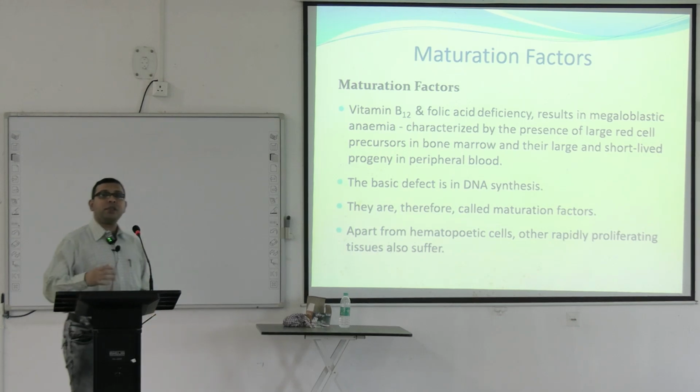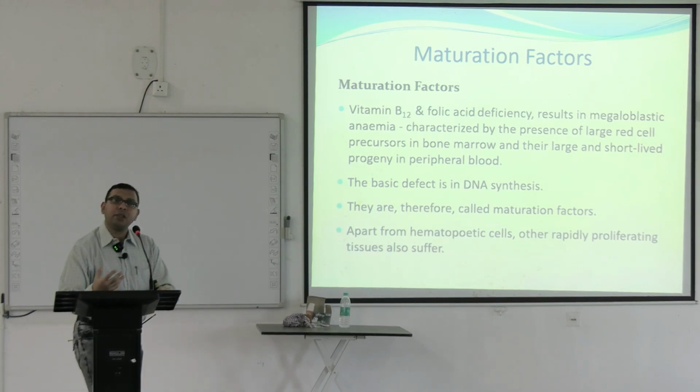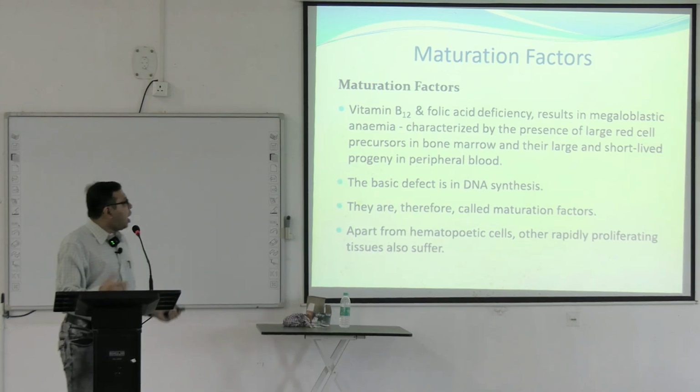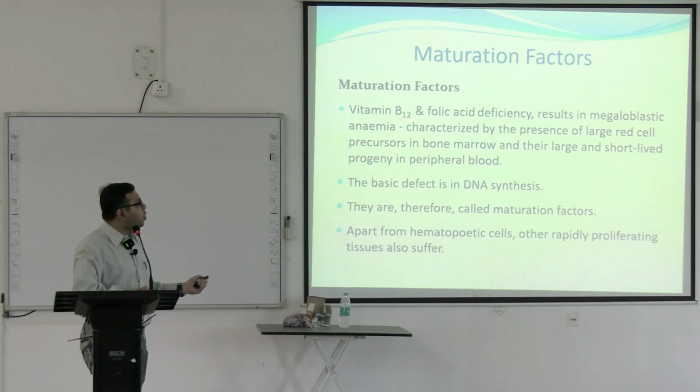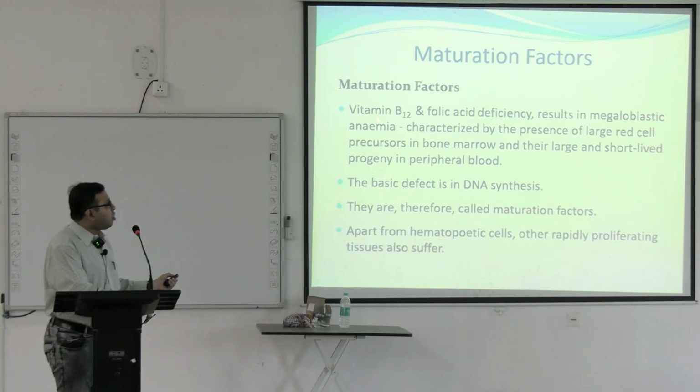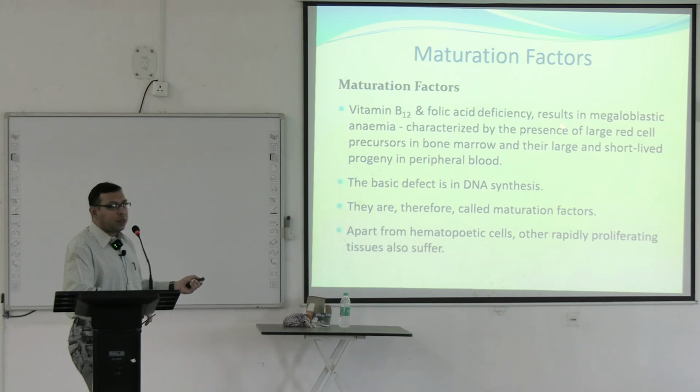Next, coming to the maturation factors. Maturation factors are also hematinics, and they are known as vitamin B12 and folic acid, because vitamin B12 and folic acid deficiency results in megaloblastic anemia. You have read this in physiology also. Megaloblastosis is characterized by the presence of large red cell precursors in the bone marrow, and large and short-lived progeny in the peripheral blood.